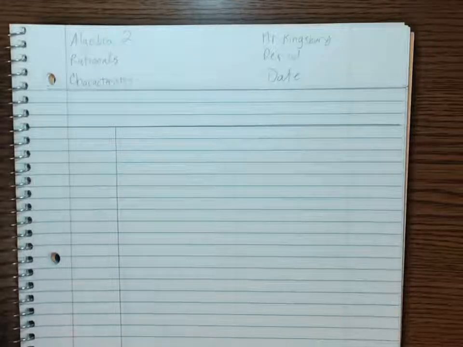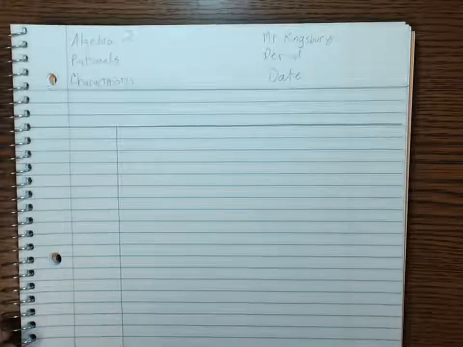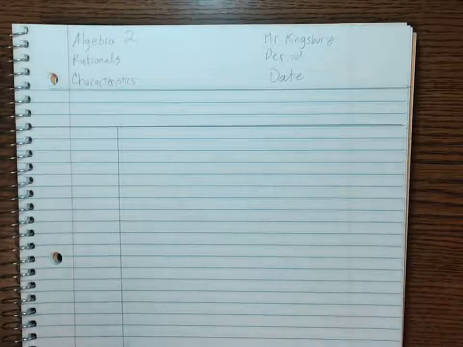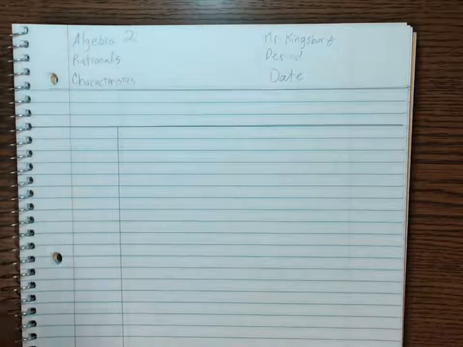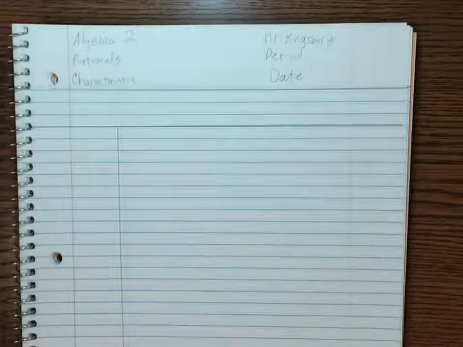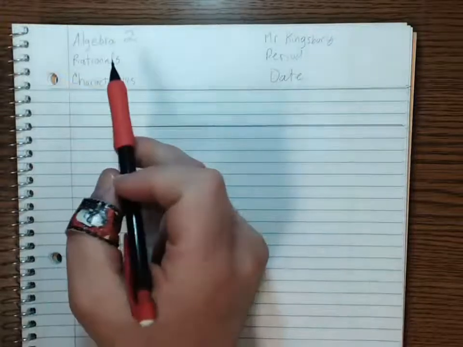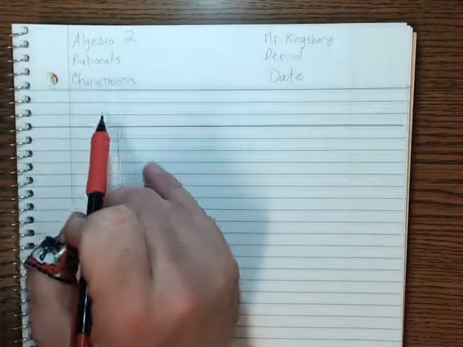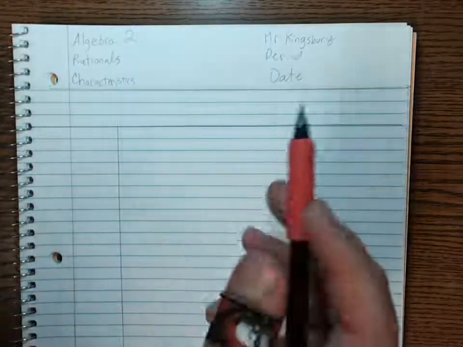Hello, it is Mr. Kingsbury, and we are here today talking about the characteristics of rational functions. We've actually already talked about this topic once, but we're going to talk about it again. As I start this, I realized I didn't put my essential question down there. That's okay, I'll write it in as we go. Anyway, we're looking at our rational family of functions, and we're going to look at characteristics.